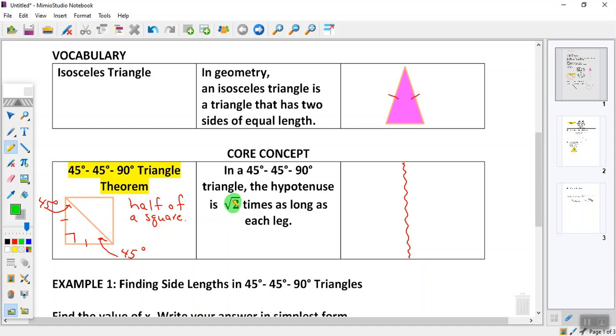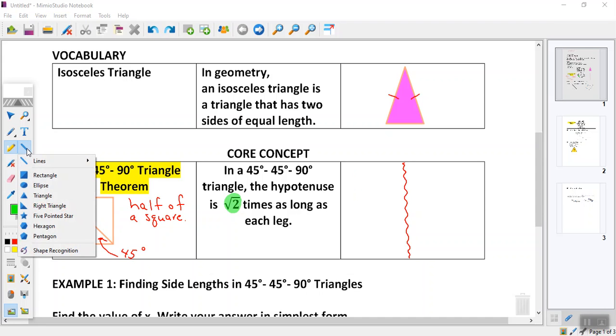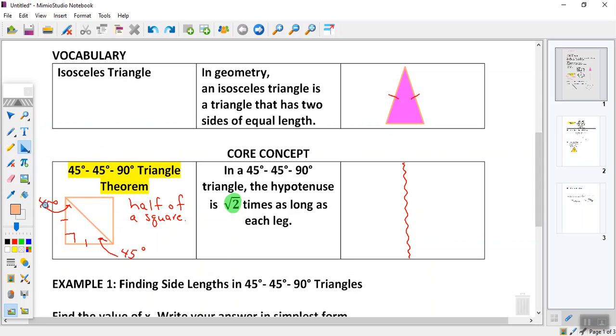I want you to just sketch out two 45, 45, 90 triangles. Let's do this. Try to sketch out two 45, 45, 90 triangles as best you can. That's pretty good, isn't it? Put one over here. That's okay. I'm going to fix mine here quickly so they look a little better.